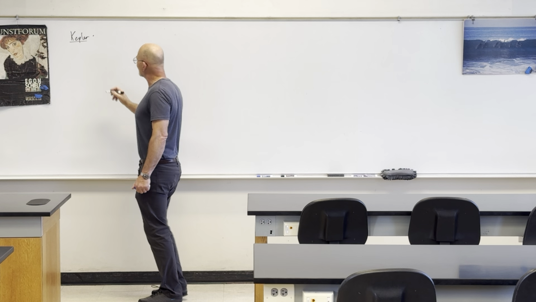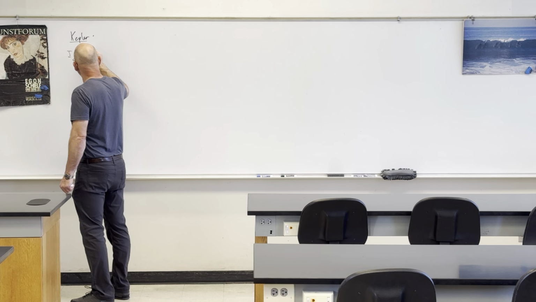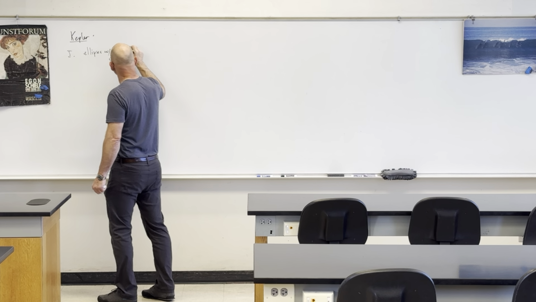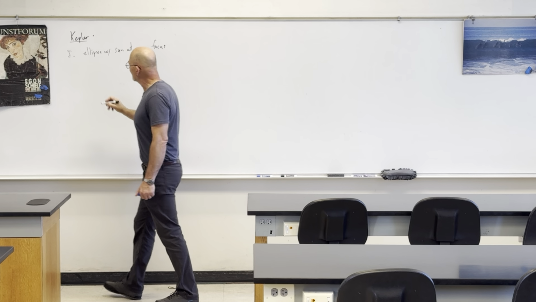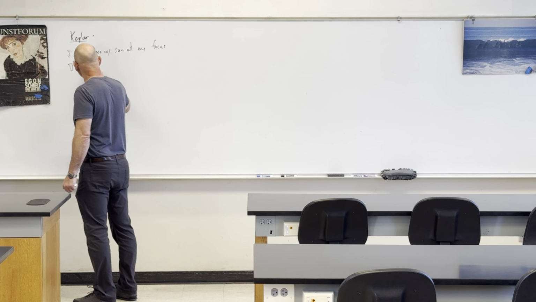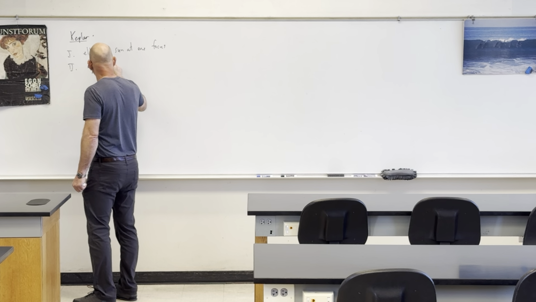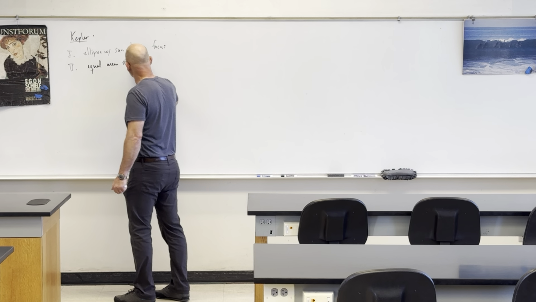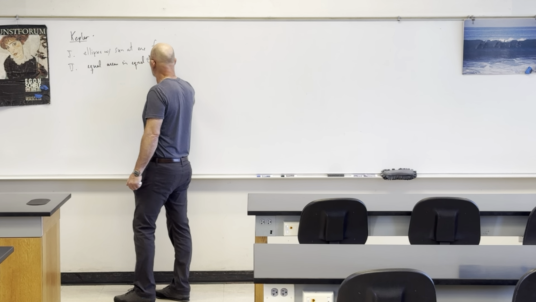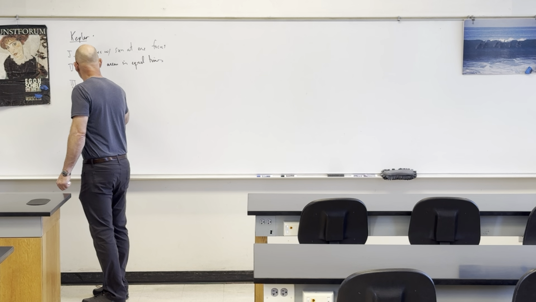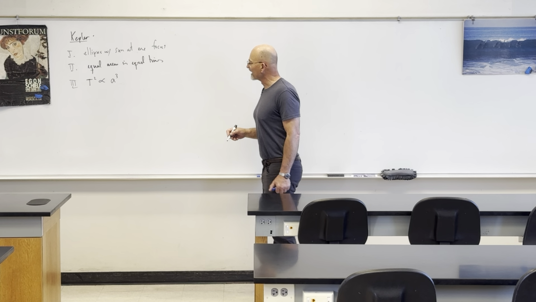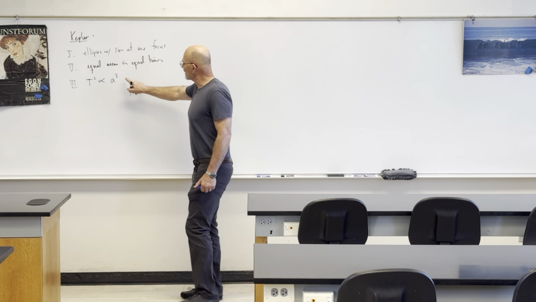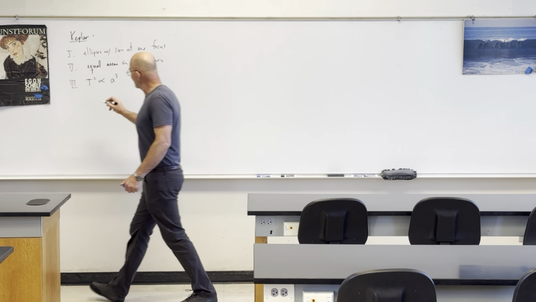So for the Kepler problem, we now have first law, ellipses with the sun at one focus. Orbits of the planets. Okay. For the second law, we have equal areas in equal times. And for the third law, we have T squared proportional to a cubed. That's a semi-major axis. This is the one we're going to work with again.